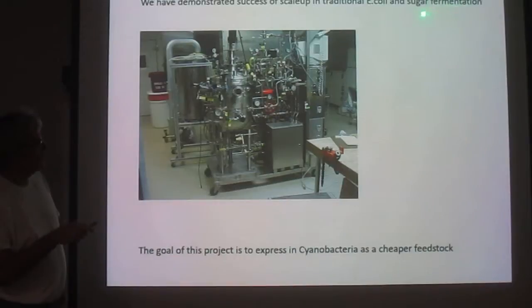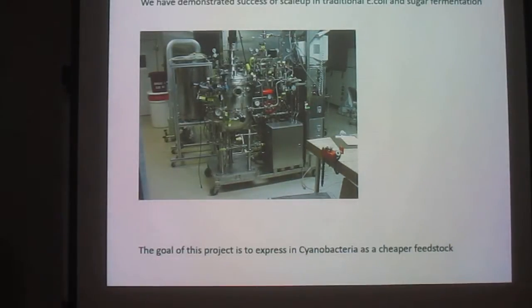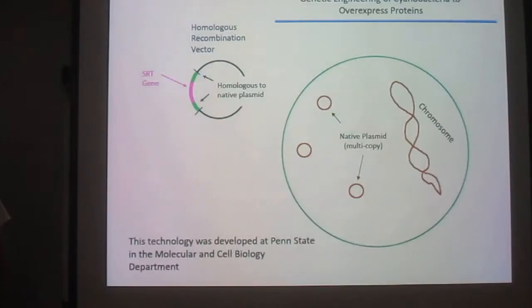coli, it uses sugar for fermentation, which is costly, so we're much more interested in a cheaper feedstock, which would be use of that cyanobacteria and carbon dioxide as a means of turning that to polymers.